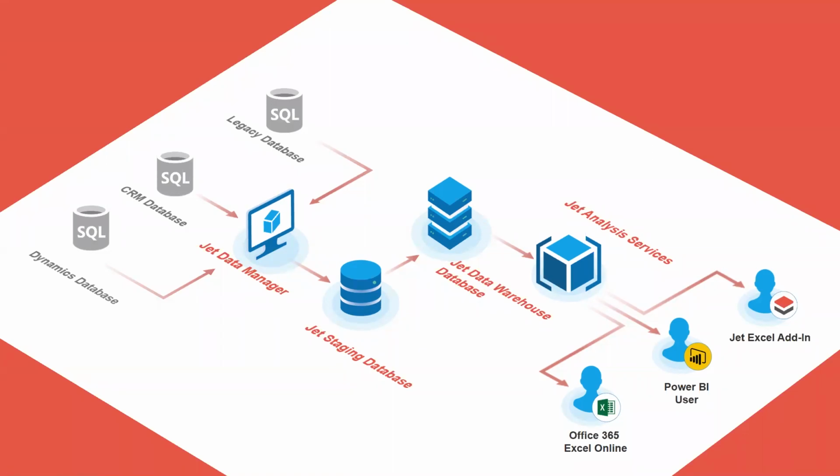And once that information, again, is inside of the cubes, you can push that into the Jet Excel add-in. So you can go in and build out some of those examples. You can build out a Power BI dashboard. So we'll go through a few of those examples today. And then you can even push those reports out into Excel Online using the Jet Hub. So a lot of flexibility there.